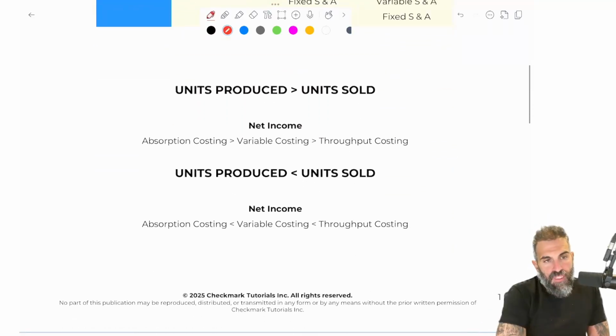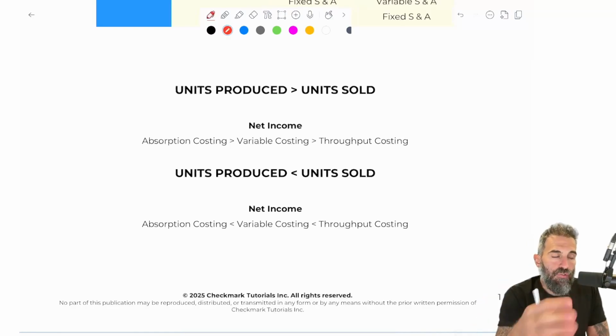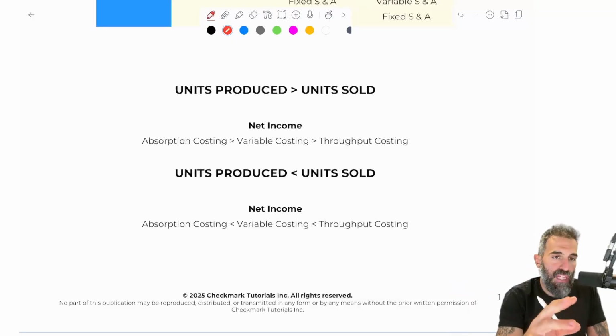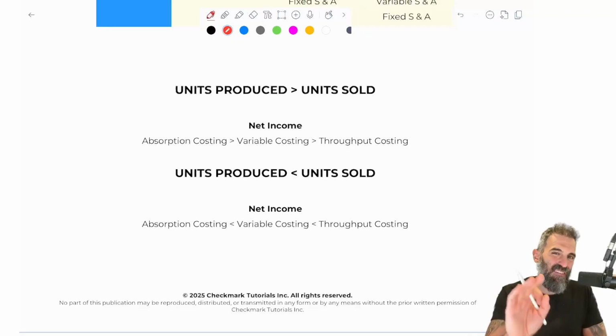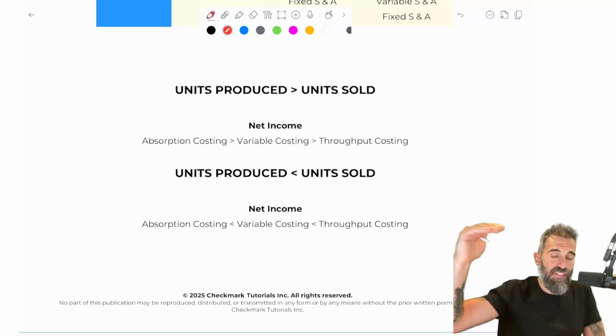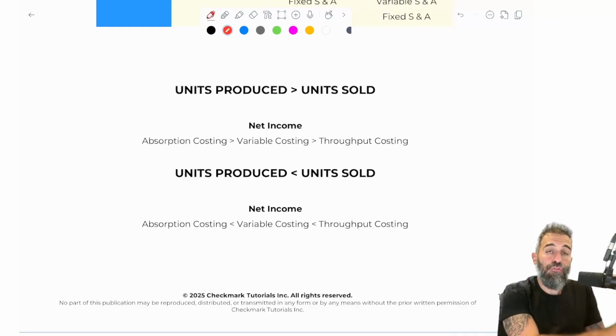Now, the relationship between them. In your exam, they're either going to tell you that you produced more units than you sold, or that you sold more units than you produced, or in a rare case, that your units produced and units sold were the same. So why do we care about that? It's useful to know that the net income calculated under the 3 methods is not necessarily the same. I'm not saying that we're learning 3 different ways of getting to the same answer. And so you have to know that when your units produced is greater than your units sold, absorption costing will always have the highest net income, followed by variable, and then throughput would be the lowest, right?